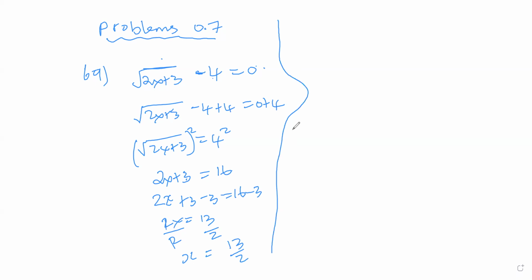Now let's look at number 77 that we wanted to look at. Number 77 says square root of y plus square root of y plus 2 is equal to 3, and we have to solve for y in here.